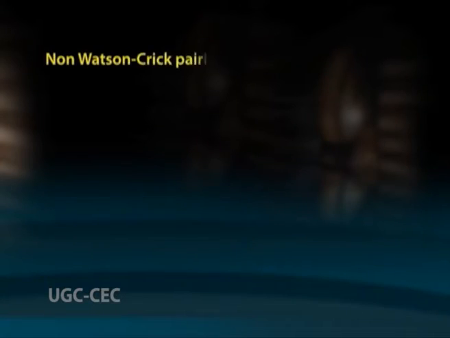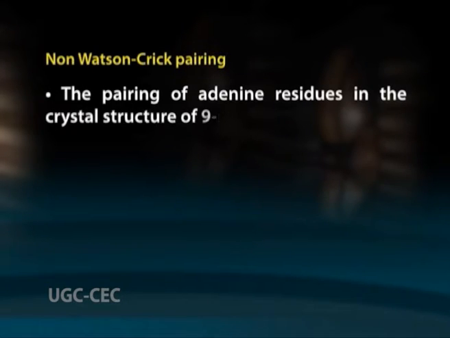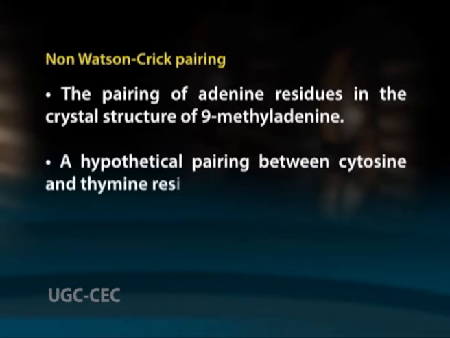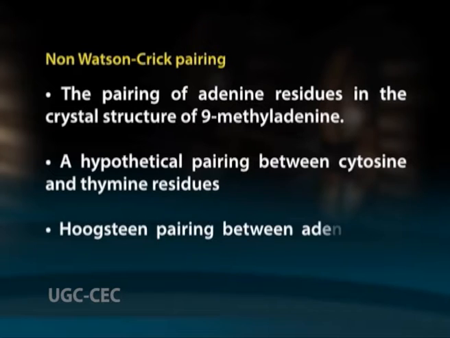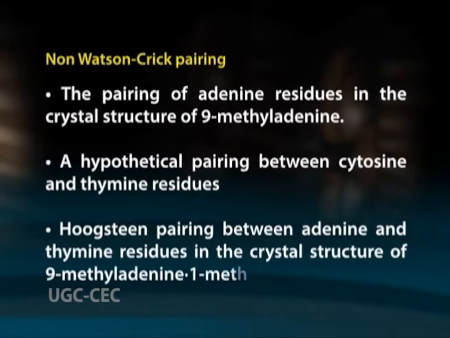Most commonly seen non-Watson-Crick pairing is the pairing of adenine residues in the crystal structure of 9-methyladenine, a hypothetical pairing between cytosine and thymine residues, Hoogsteen pairing between adenine and thymine residues in the crystal structure of 9-methyladenine, 1-methylthymine.